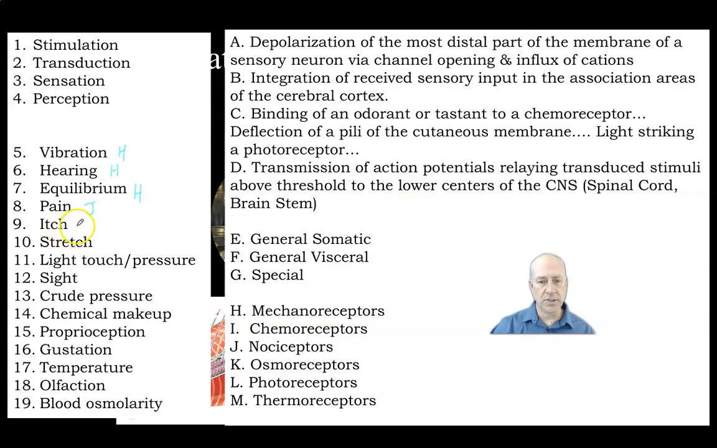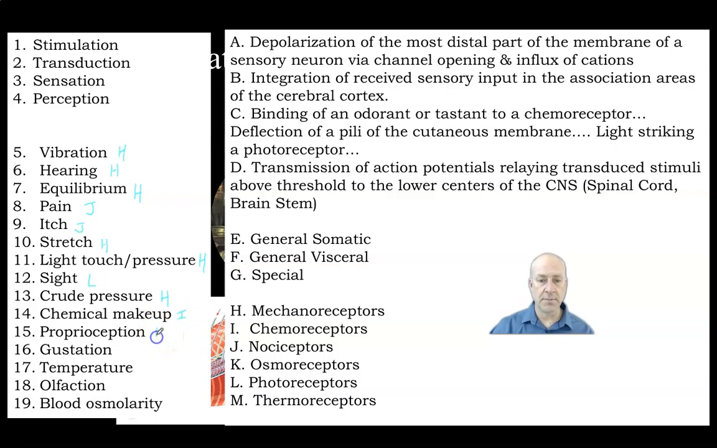Itch, where am I? Itch is going to be, I'm going to put it as a kind of a low-grade nociceptor, really. Itch is like a low-grade pain, right? Stretch is a mechanoreceptor, right? Distending that receptor and bending it to get depolarization. Light touch of pressure, mechanoreceptor. Sight, photoreceptors, very special photoreceptors that transduce light rays into depolarization and stimulation. Crude pressure, mechanoreceptor. Chemical makeup, chemoreceptors, special chemoreceptors, right?